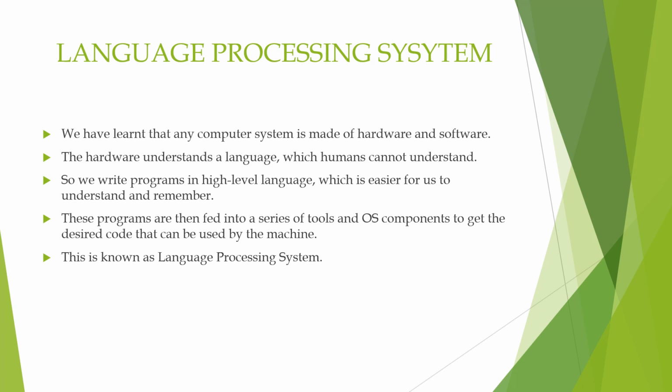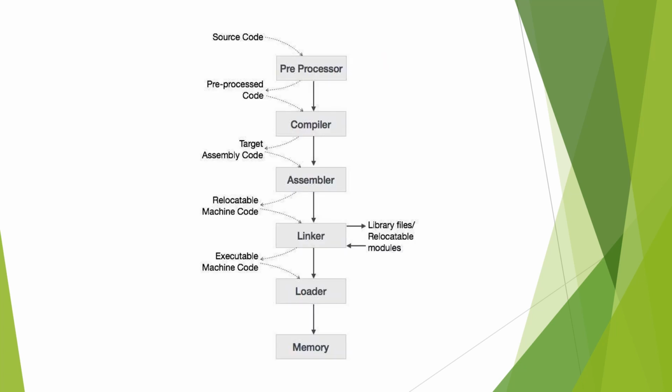These programs are then fed into a series of tools and OS components to get the desired output that can be used by the machine. So we are typing a C program. We are using the OS component, and we have to get the desired code. We are going to use the machine, and we will get the output. This is known as the language processing system.